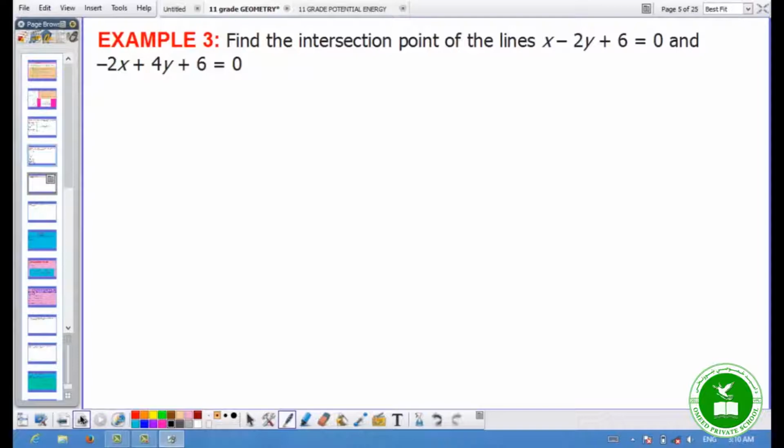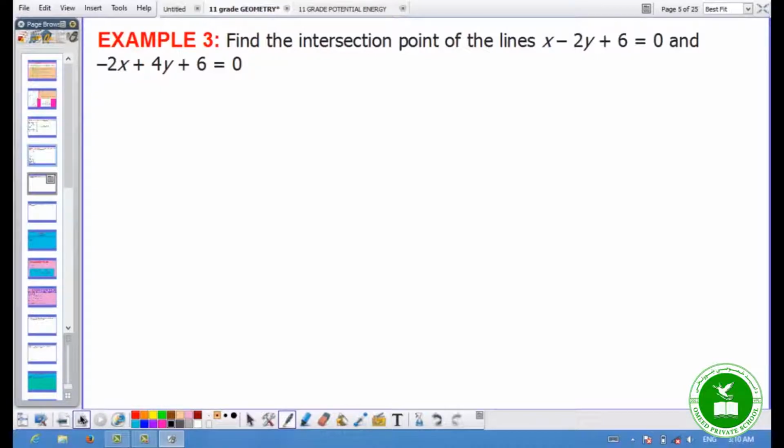Example number 3. Find the intersection point of the lines x minus 2y plus 6 equal to 0 and the line minus 2x plus 4y plus 6 equal to 0. We should find the intersection of these two lines. We don't know whether they have an intersection point or not. For that, we should check their positions relative to each other, what kind of geometrical relations they have. First we should check, then we will say something about their intersection points.